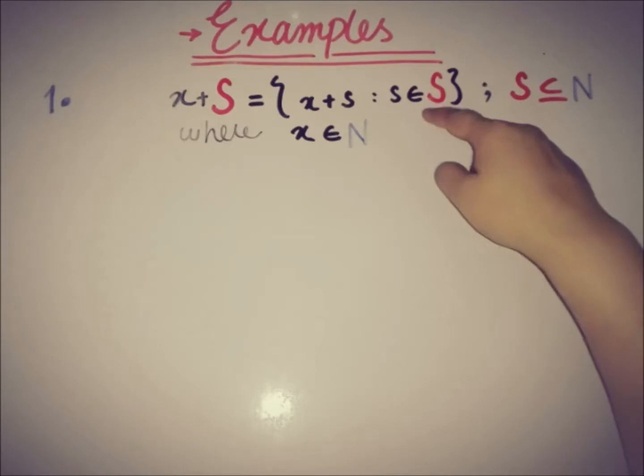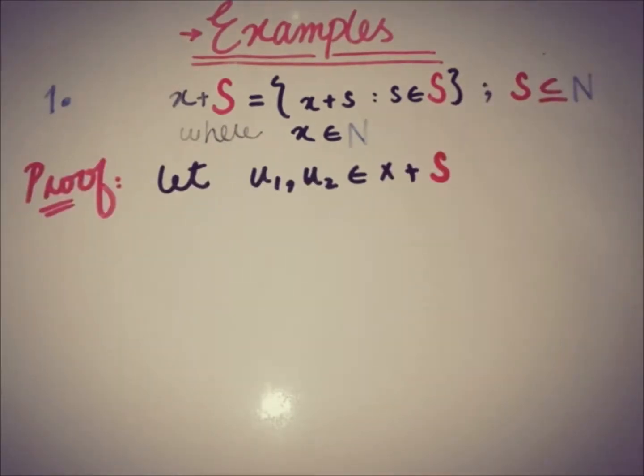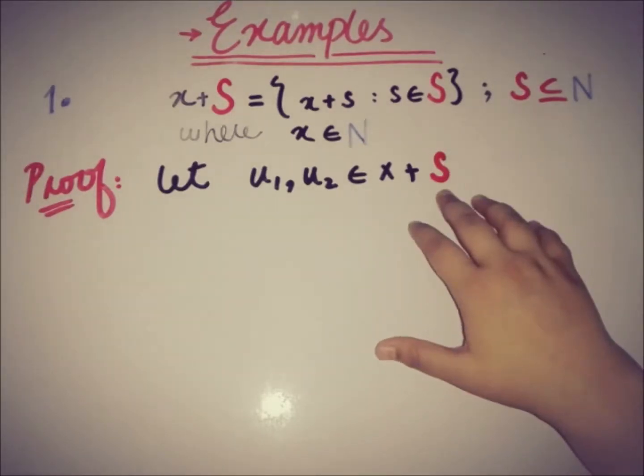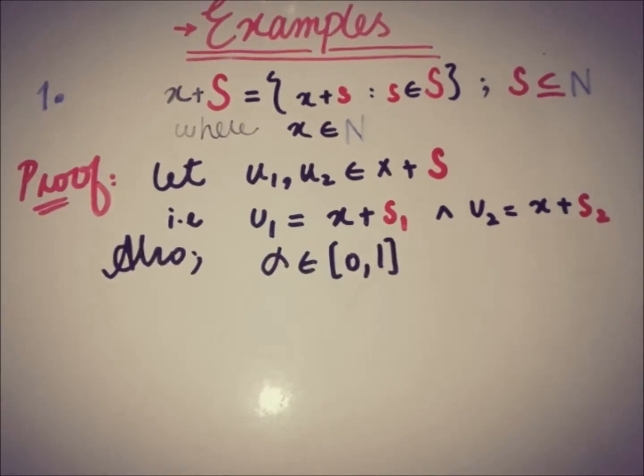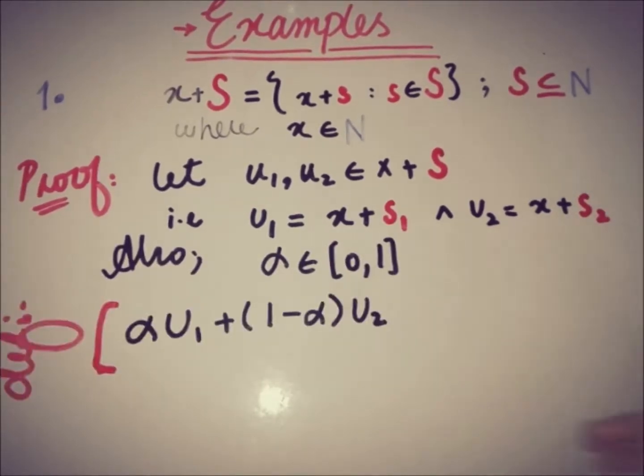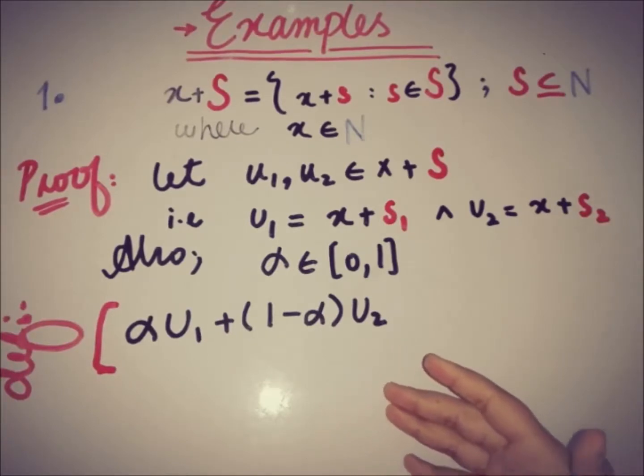So let's take two elements from this set and name them U1 and U2. As they're taken from this set, their structure must be of this type, where S1 and S2 are taken from this subspace S, and X is obviously from that linear space. And we have to take a constant between 0 and 1. So let's take a constant alpha. Now the definition of the convex set says that alpha U1 plus 1 minus alpha U2. So we're going to put the values of U1 and U2 here.